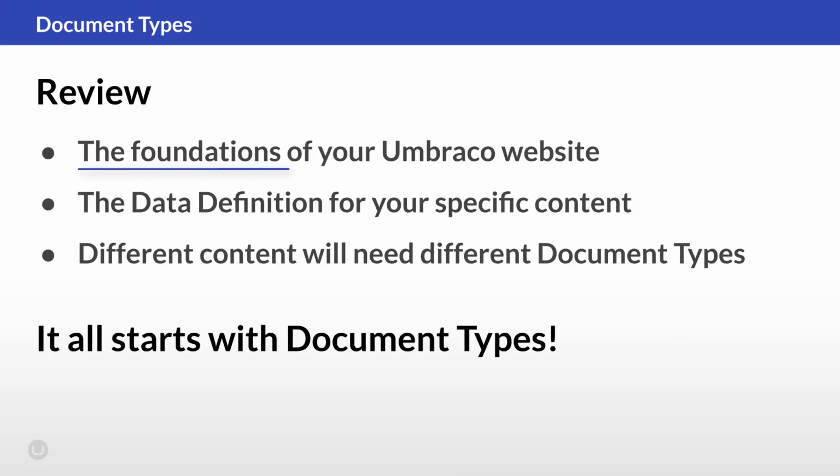Document types are the foundation of your Umbraco website. They're used to store and define your content. Document types are the data definition for your specific content. Different content will have different document types. You can mold and fashion Umbraco to fit your needs precisely. It all starts with document types.